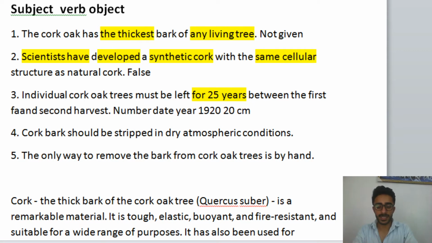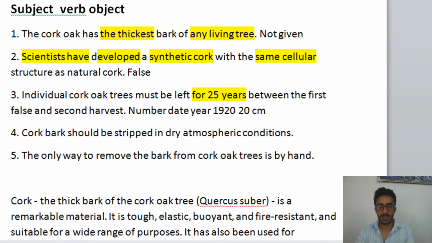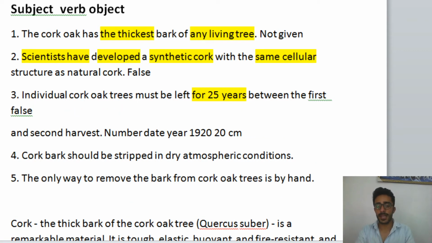So if you are not understanding it, you can repeat the reading, you can repeat the video, you can save it for yourself, you can share it with your friends who are having problems with yes, no, not given questions, because sharing is caring.